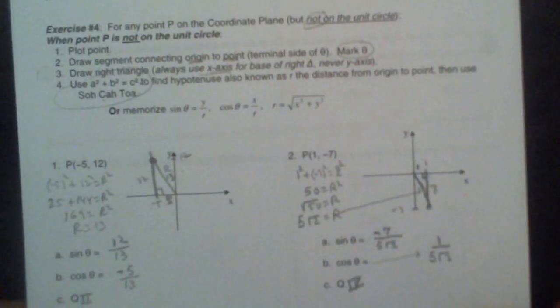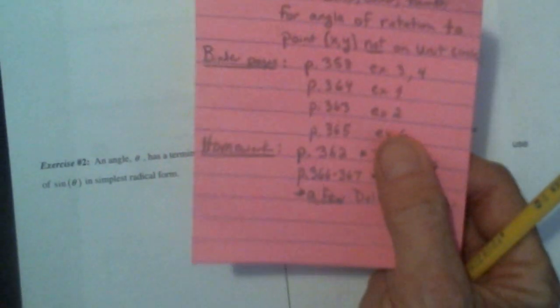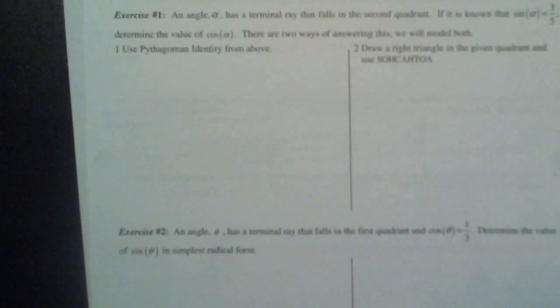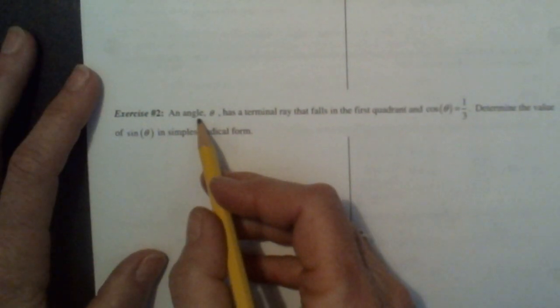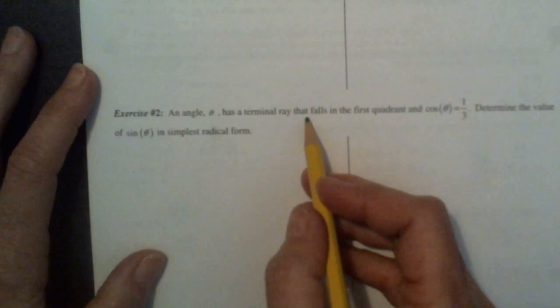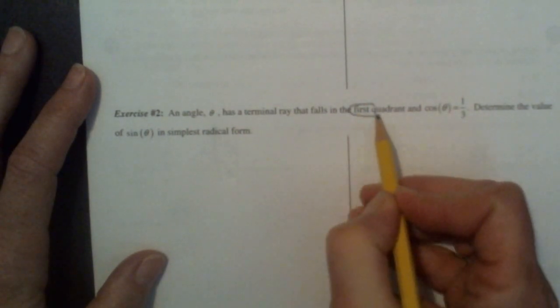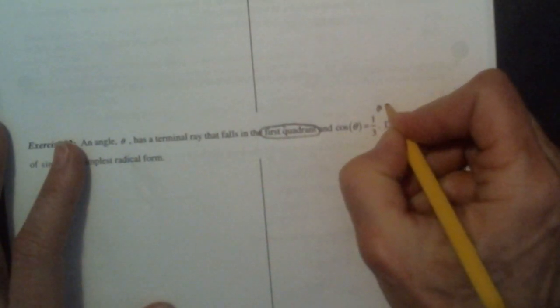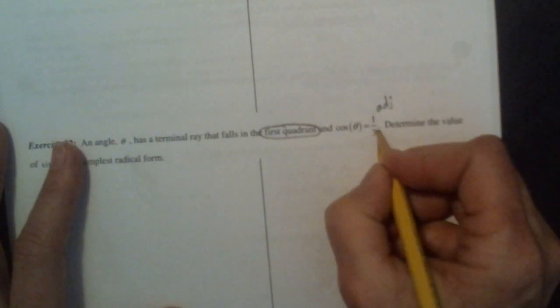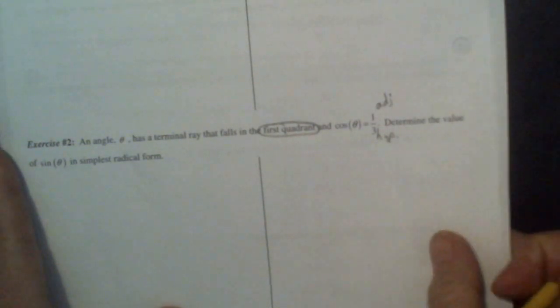The next thing we're going to do is flip back to page 363, and we're going to do exercise 2 on page 363. Exercise 2 says we have an angle theta. It has a terminal ray that falls in the first quadrant. That's an important part of this. And the cosine is 1 over 3. If you remember from SOHCAHTOA, of course you do, cosine is adjacent over hypotenuse. It says determine the value of sine of theta in simplest radical form.